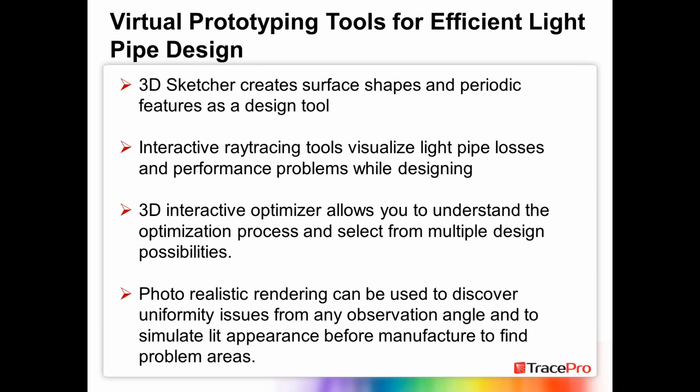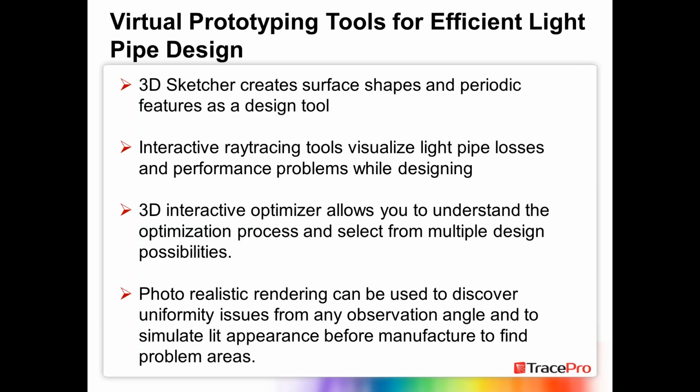Interactive ray tracing is a great way of doing that. We can visualize where light leaks out, and we can see performance problems while we're designing. TracePro has a 3D interactive optimizer that allows you to sketch in and then say these points can actually move during our optimization process. And then you can watch during the optimization process as those points move and what they're doing in terms of your light output from your exit surfaces.